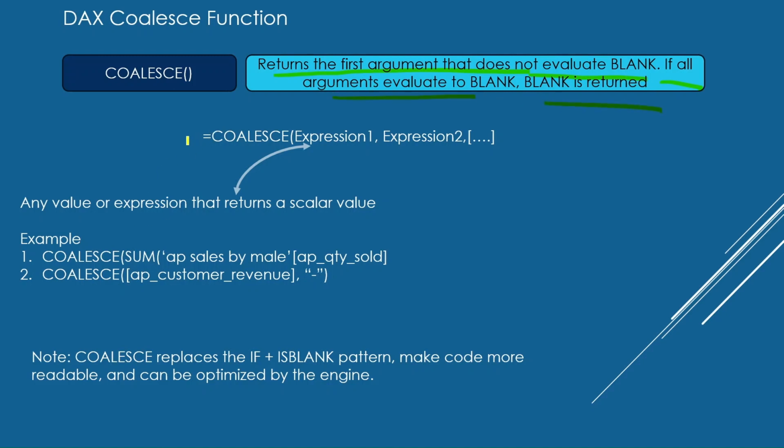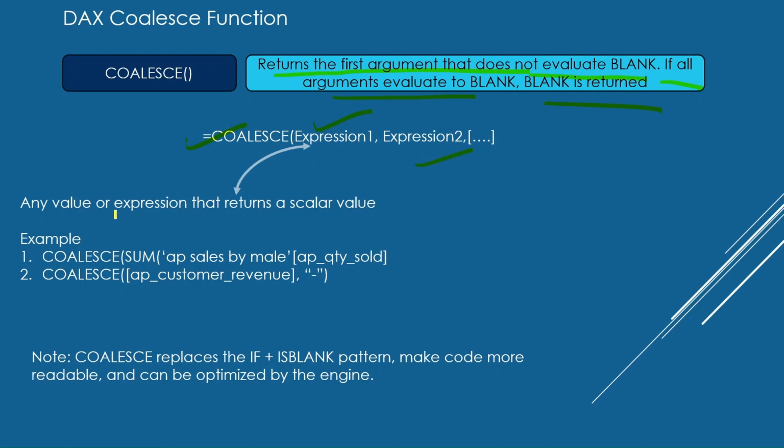Suppose this is the signature of the Coalesce function. What it is saying is, the first argument does not return blank. If this argument does not evaluate to blank, then it is going to return it. If all the arguments return blank, then it is also going to return a blank value.